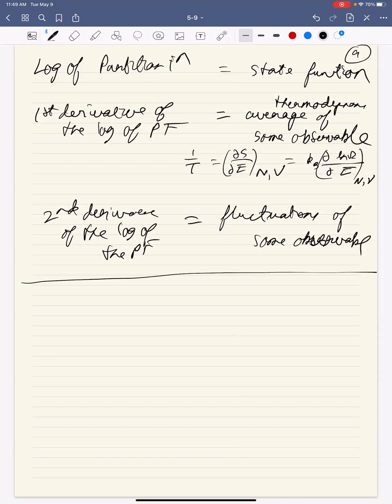What's the corresponding observable? Thermodynamic average means average over all microstates. That's the average. So thermodynamic average in StatMech means you want to calculate the property in a macrostate and in a way that every microstate is accounted for.